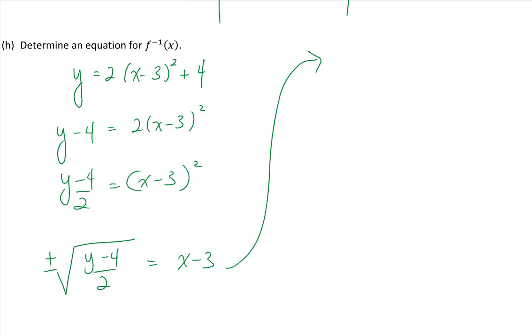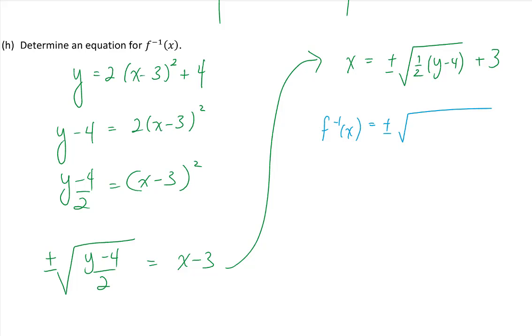And the last step is to add 3. So I'm going to get x is equal to plus or minus the square root, and I'm just going to bring the 1/2 to the front, 1/2 (y minus 4), and then plus 3. Notice what we have here is two square root functions. And the last step, since we're talking about the inverse, we're going to switch the x and the y. So we're going to get f inverse of x is equal to plus or minus the square root of 1/2 (x minus 4) plus 3.